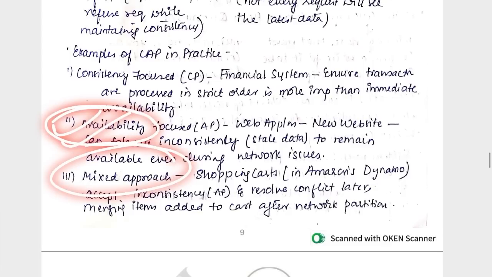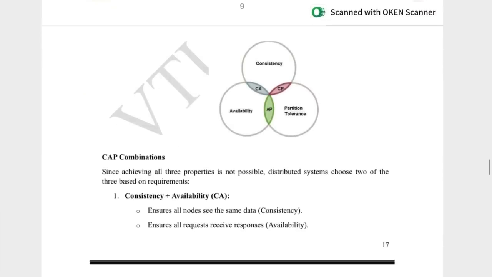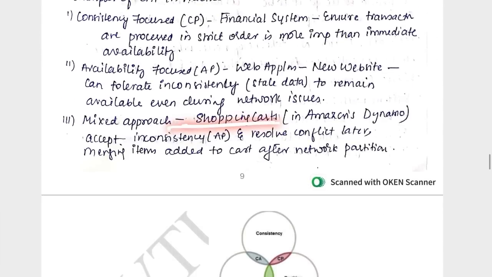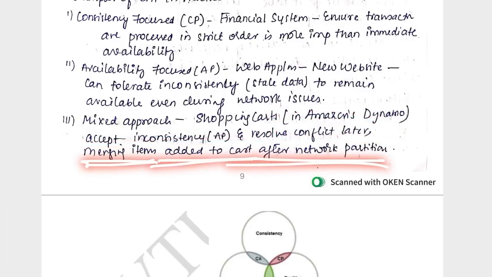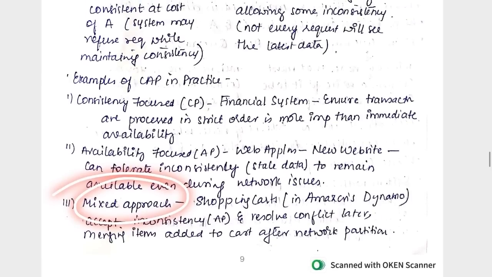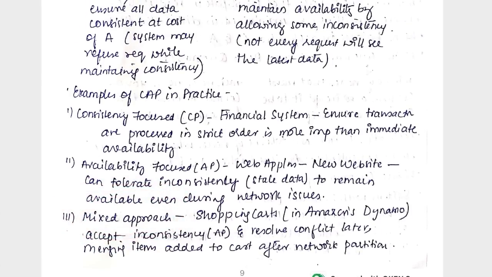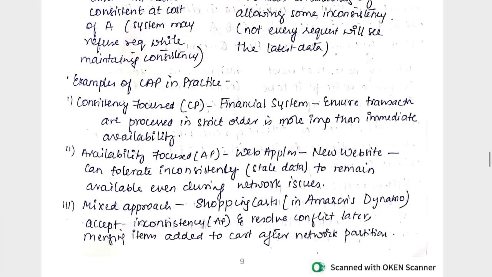Looking at the mixed approach, it is a combination of both consistency and availability. Here examples are the shopping carts in Amazon's Dynamo, where we accept inconsistencies and resolve the conflicts later. We also merge the items added to the cart after the network partition. So here it is availability focused, and here it is consistency focused. So the mixed approach is used in order to ensure that the entire transactions of the system are happening properly over a given network partition.